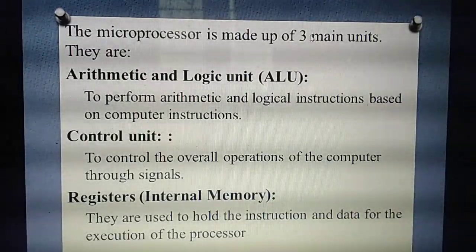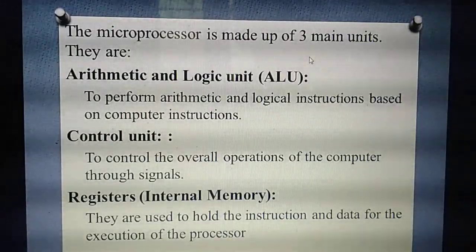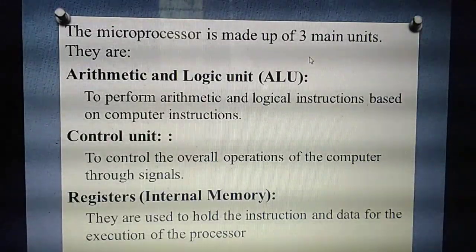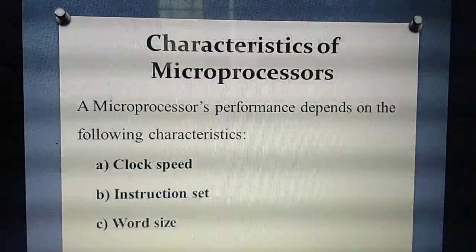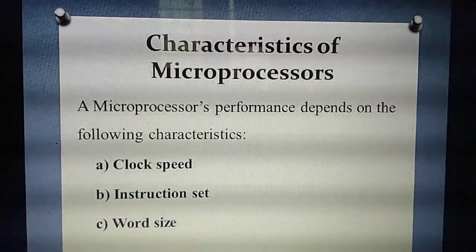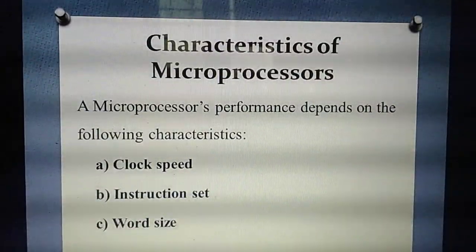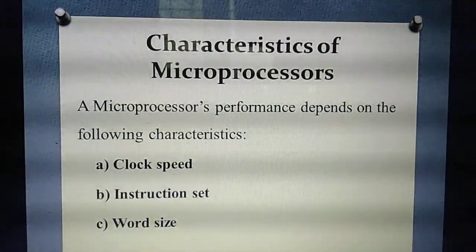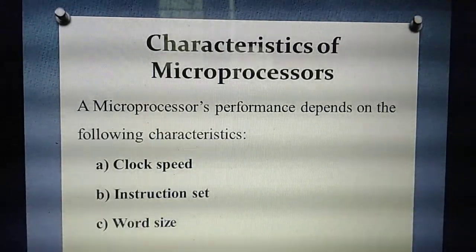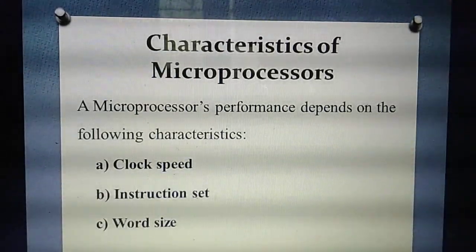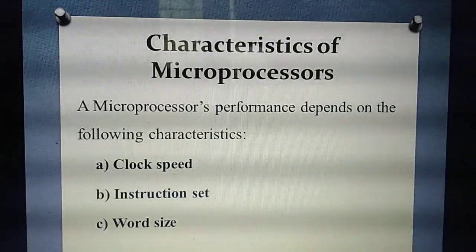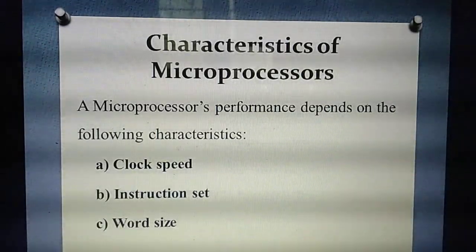Understand? So the microprocessor is made up of 3 units. We have studied 3 units. What are they? Arithmetic logic unit, control unit and registers. So next thing is the characteristics of a microprocessor. Very important 5-mark question. Okay, characteristics of microprocessor. I have just given the introduction, only the heading. Next class I will discuss in detail.